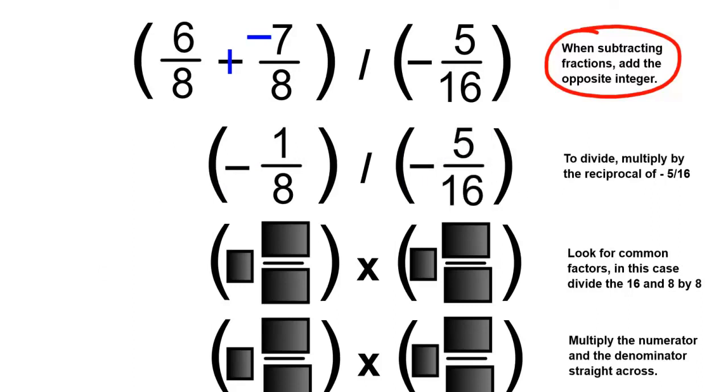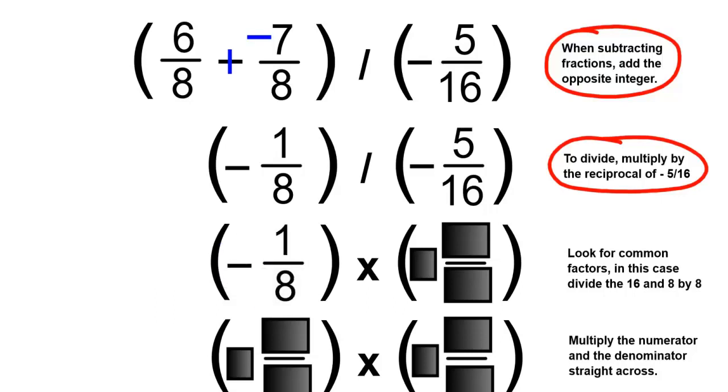Next, when we divide, we're going to multiply by the reciprocal of negative 5 over 16. The first fraction will stay the same, which is going to be negative 1 over 8. We'll change the divide sign to a multiplication sign. The negative sign will stay the same on the second fraction.